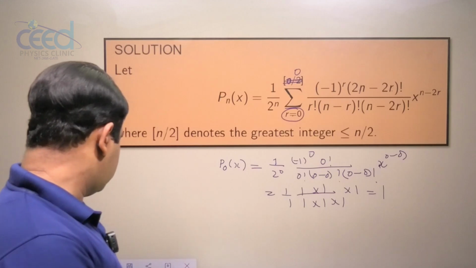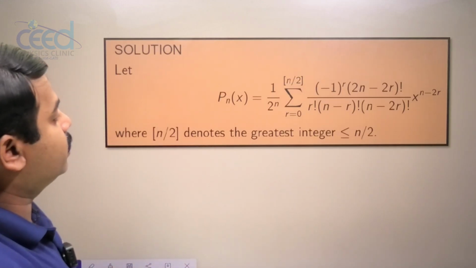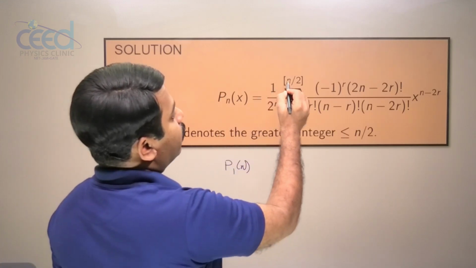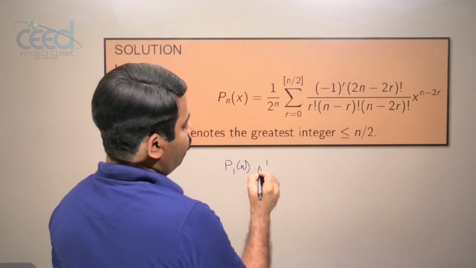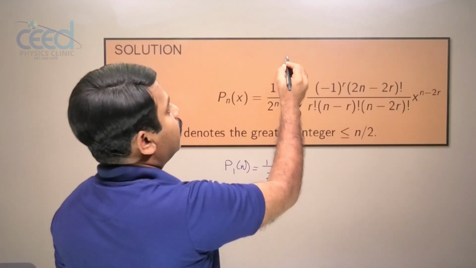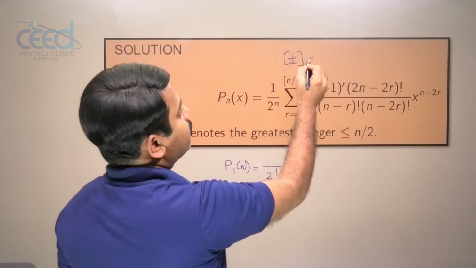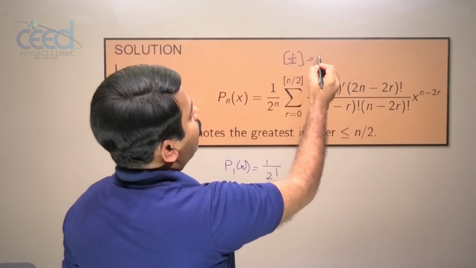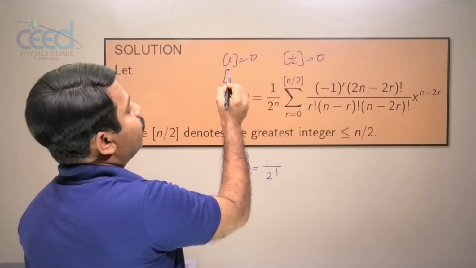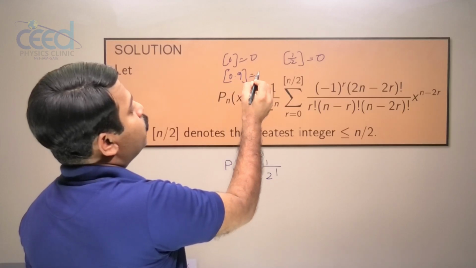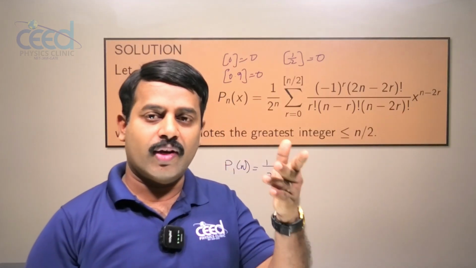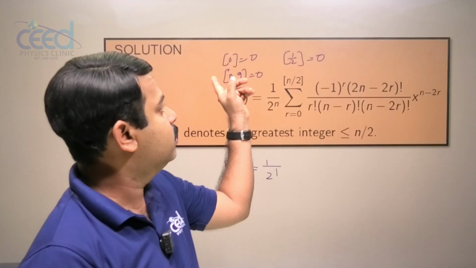Right. Now let us solve p1 of x. What is p1 of x? Here you put n is equal to 1, then 1 by 2 raised to 1, and n by 2, that means the greatest integer of 1 by 2. What is that? That value is 0. The greatest integer of 0 is 0. The greatest integer of 0.9 is also 0, up to 0.9 its value is 0. The greatest integer of 0.1, 0.5, 0.3, 0.2, everything is 0.